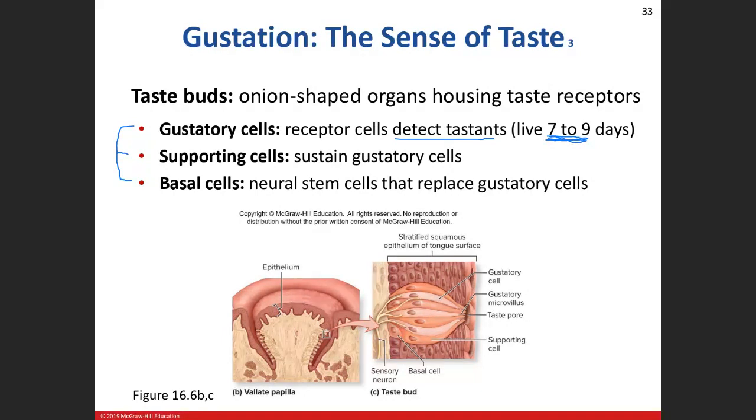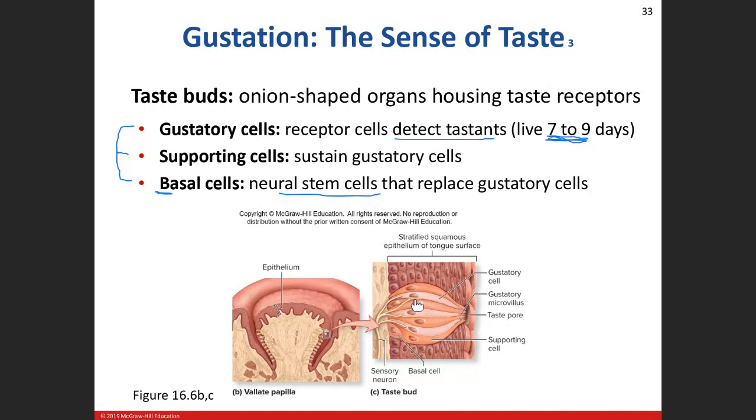Okay, so the gustatory cells are the cells that house the chemoreceptors, of course, supporting cells. We know what they do. They're going to help support the gustatory cells. Then the basal cells. These are the baby cells. Okay, stem cells that are going to grow up one day and replace the gustatory cells. They just have to wait 7 to 9 days to do so. Okay, so you can see on that vallate papilla here, look at the size of this thing. All right, pretty large. And all the taste buds here are on the lateral sides of the vallate papilla here.